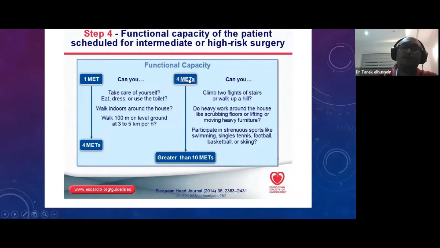So what do we mean by 4 METs? Simply, your patient is able to take care of himself or herself, able to get off the bed, go to the bathroom, and climb 1 flight of stairs at a normal pace. So any patient who can perform these activities, we consider his functional class at more than 4 METs. But those who are bedbound, unable to walk more than 50 meters on the ground, or who feel very dizzy whenever they go to the bathroom, these are poor functional class.